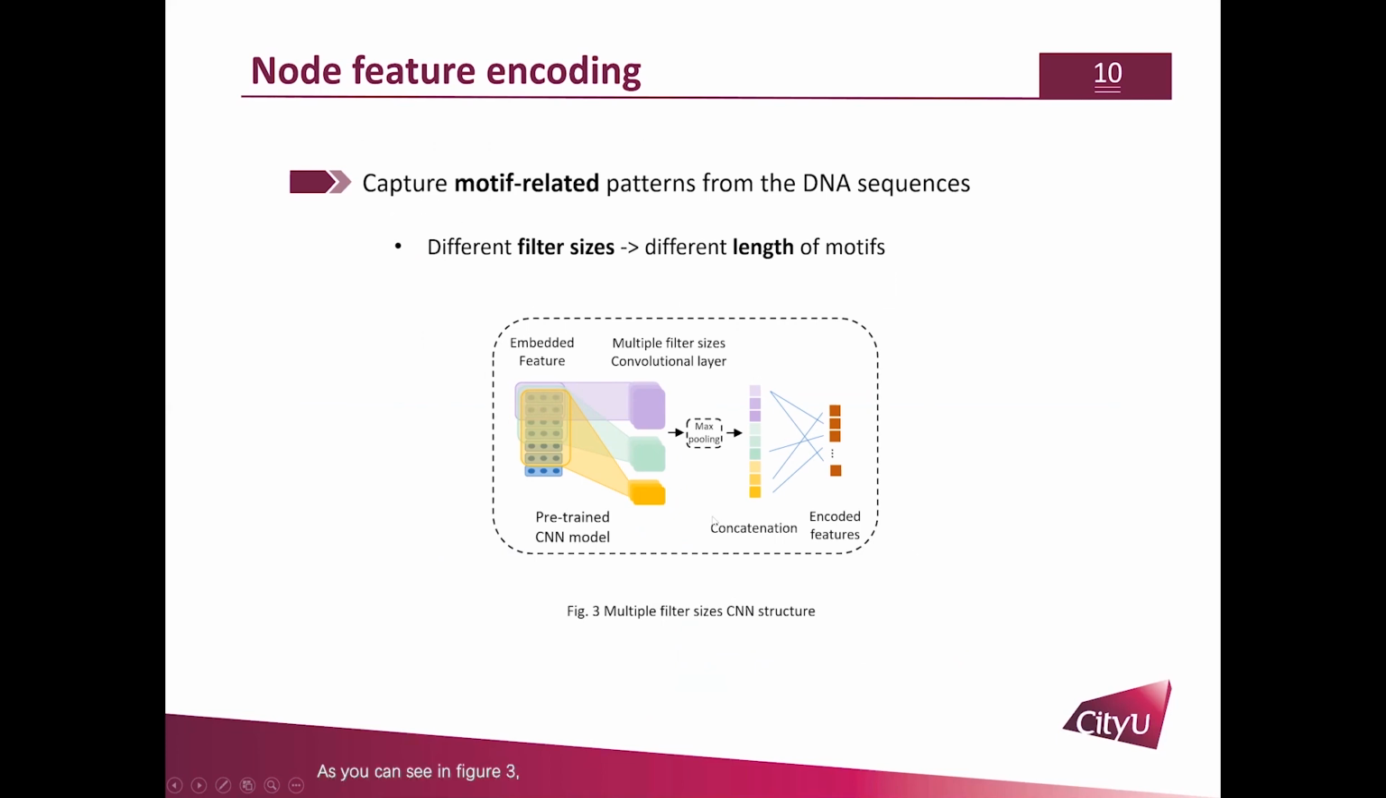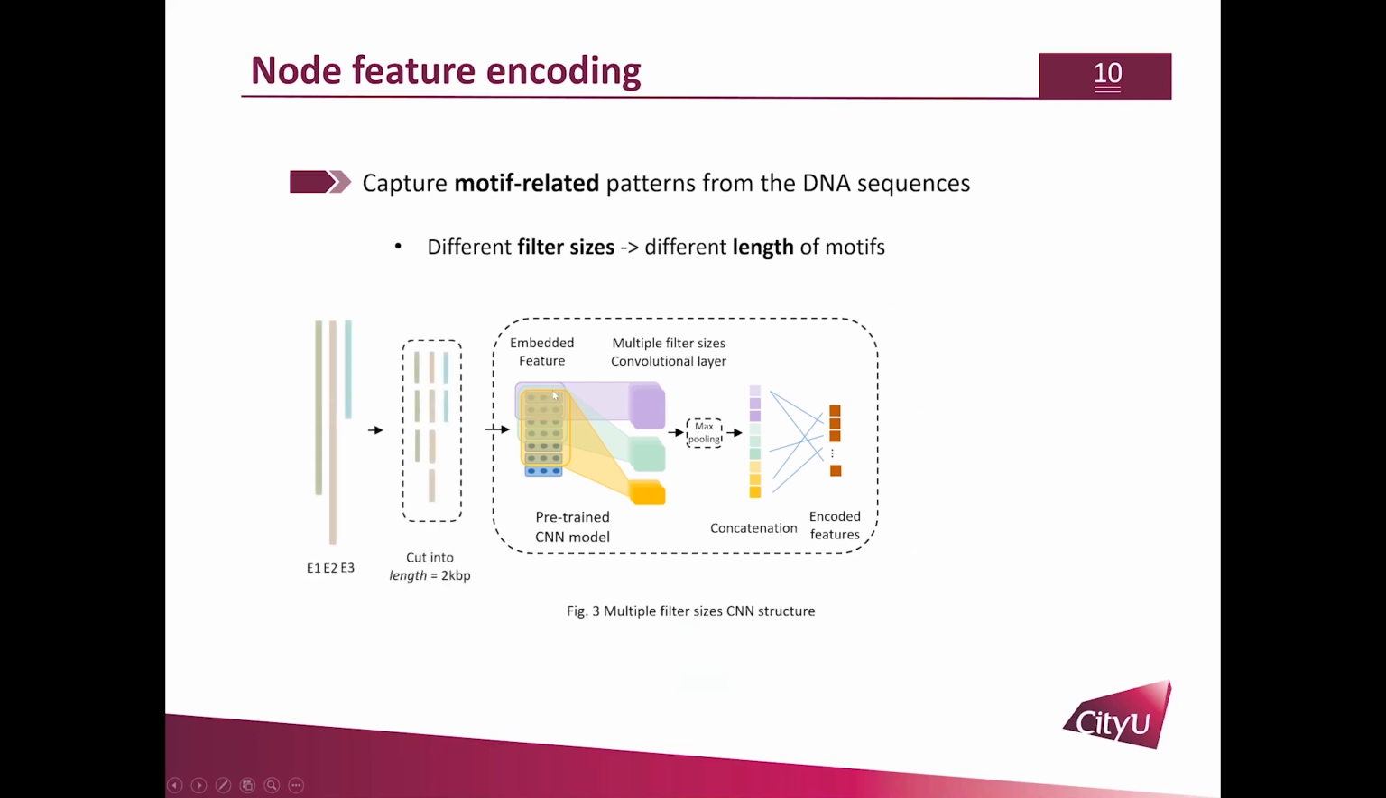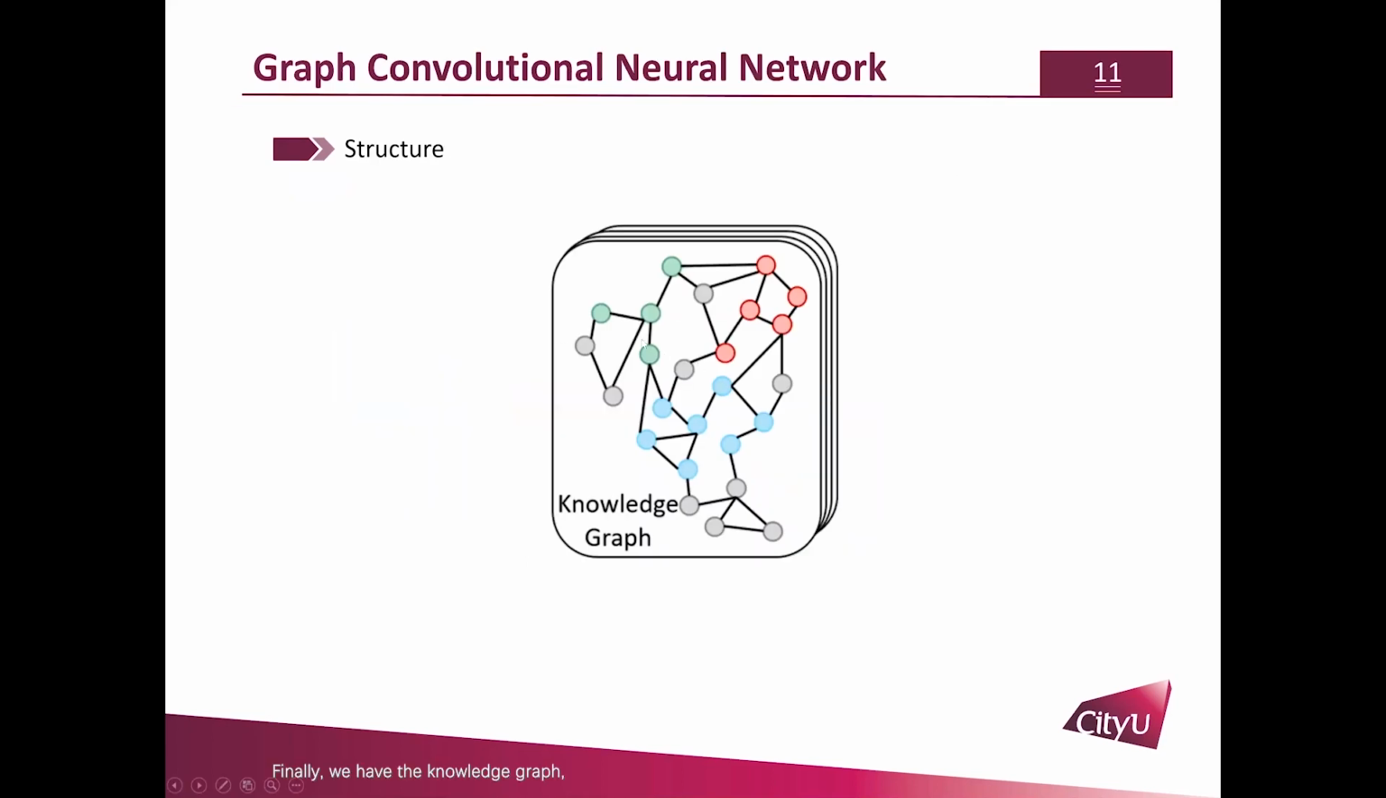And as you can see in figure 3, the pre-trained model will capture motif-related patterns from DNA sequence. This is a multiple filter size convolutional layer because we want to capture different lengths of the motifs. Also, since the input contigs might have different lengths, we cut each contig into 2 kbp segments. Then, we will calculate the average encoded features of segments from the same contigs. Finally, we have the knowledge graph.